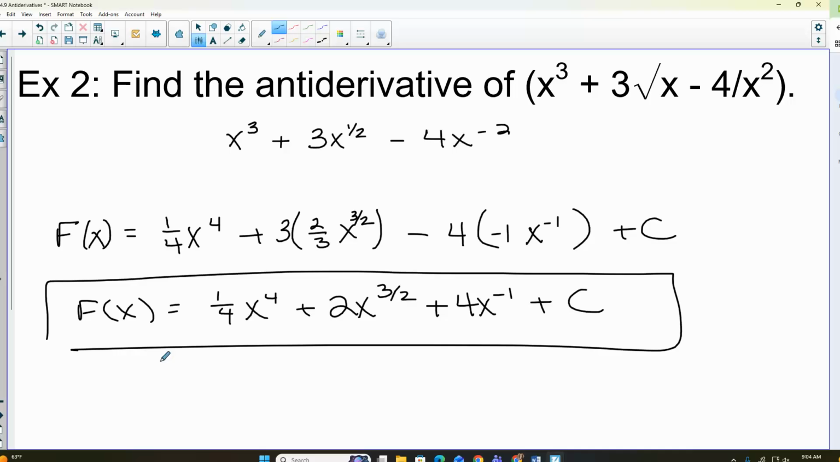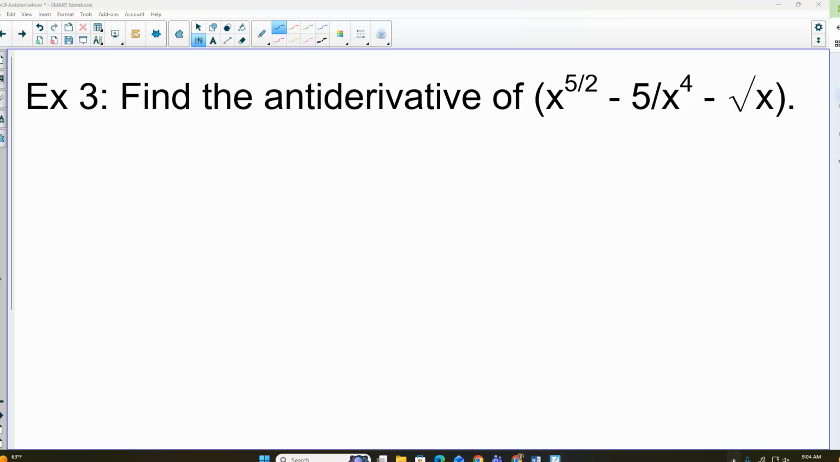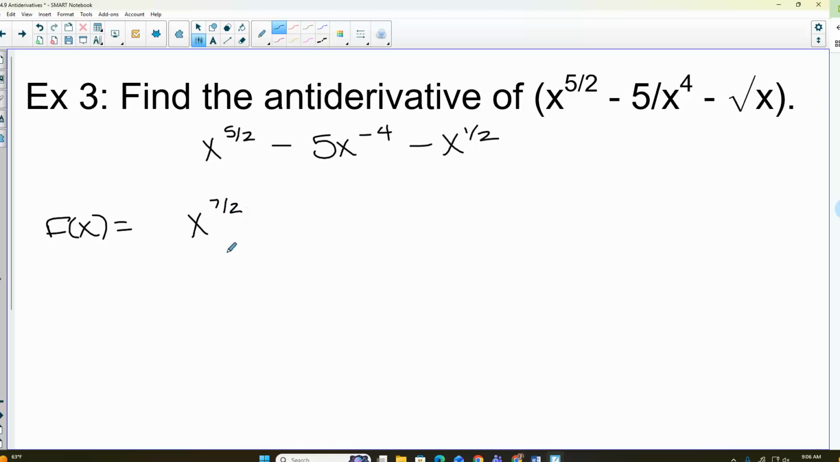I want you guys to try the next one. Write it to begin with. x to the power 2 minus 5x to the negative 4 minus x to the 1/2. So when I do my antiderivative, if I add 1 to the power, that would be 7/2. So we need a 2/7 in front.